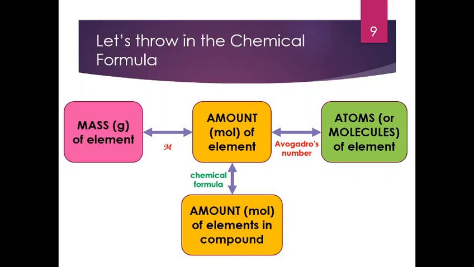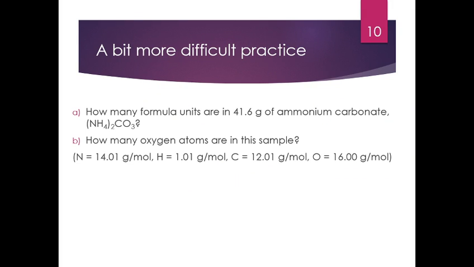Now, one additional idea here is if you are given a chemical formula, then you can use that chemical formula, and it also has a relationship to moles. So in this example, we look at how many formula units are in 41.6 grams of ammonium carbonate. I give you this fancy chemical formula here, which, if this were an exam question, you would not see, so be sure that you know your nomenclature from my previous videos if you haven't looked at them yet.